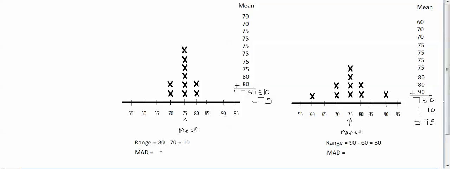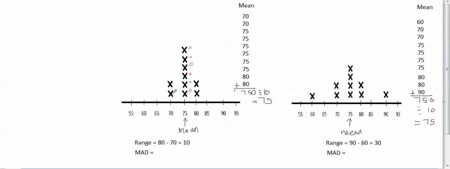The MAD is really just the average distance to the mean. Each of these values is a certain distance from the mean of 75, and the MAD is just the average of all of those distances. If we want to get the average distance, first we have to find out what all the distances are. Well, all of these exam scores are 0 away from the mean because they're all equal to the mean. So I'll put a 0 next to all of these, showing that each of these exam scores has a 0 distance to the mean.